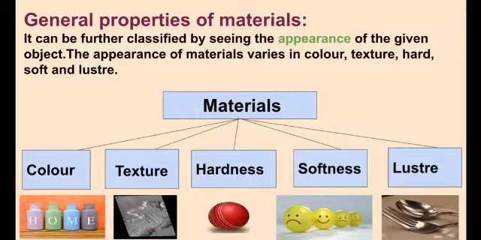Texture: you can see the surface of the object, whether it is rough or smooth. You can see the hardness. If we take the example of the cricket ball, if you press it, it will be difficult to press, okay. So that is why it is hard. And softness: if we take the example of the sponge ball, it is very soft to press.